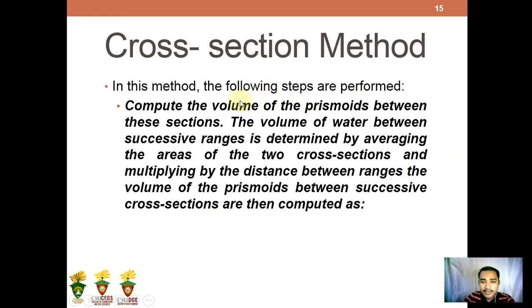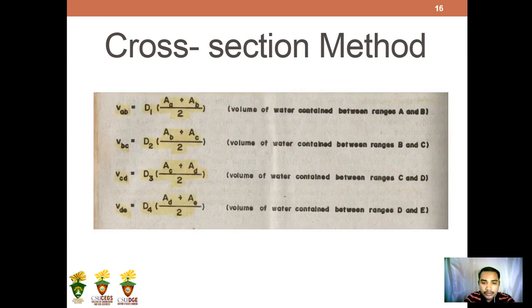So you have here a range line that you get the area, and next is another range line that you also get the area. So you add the two areas divided by 2, times the distance between the two range lines. So that's what we call the volume of the prismoids. So this is the formula.